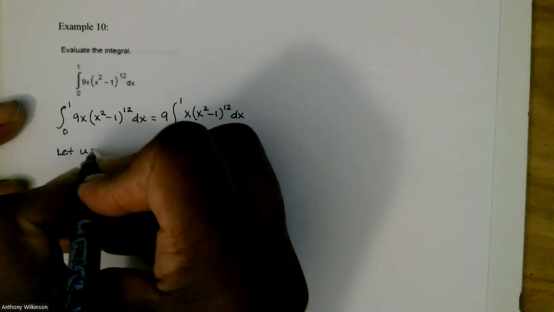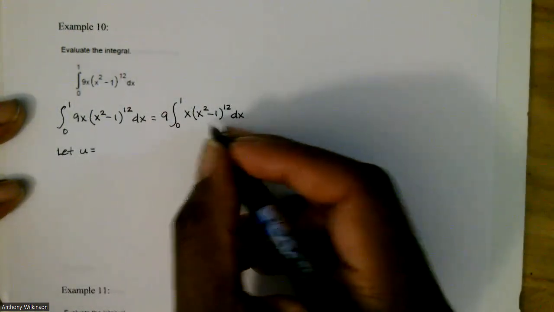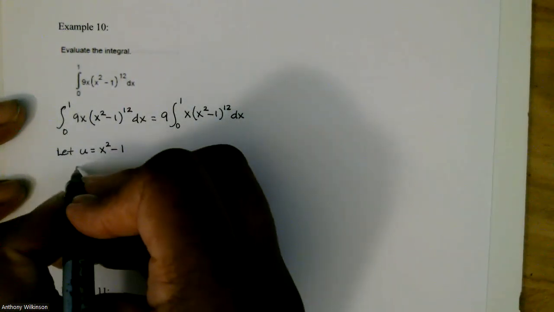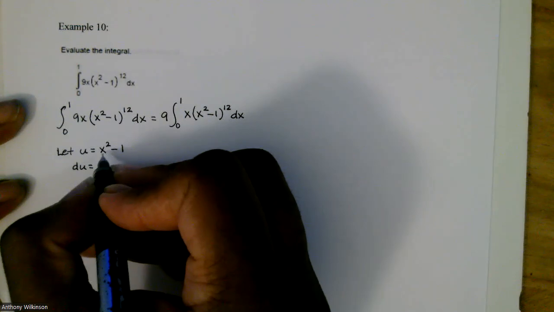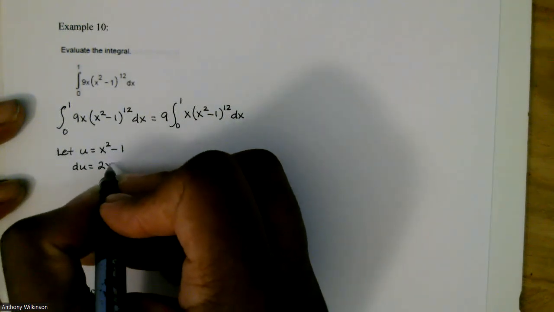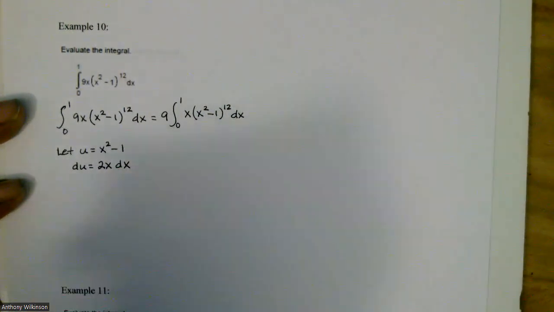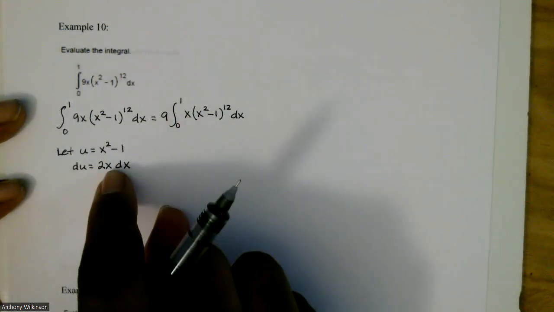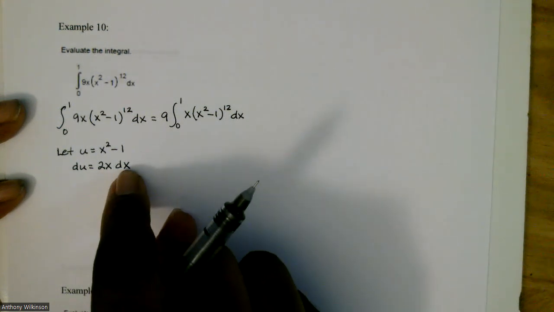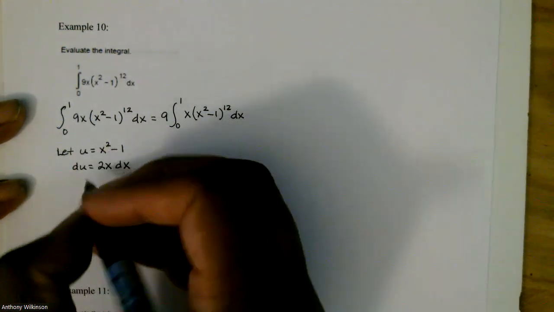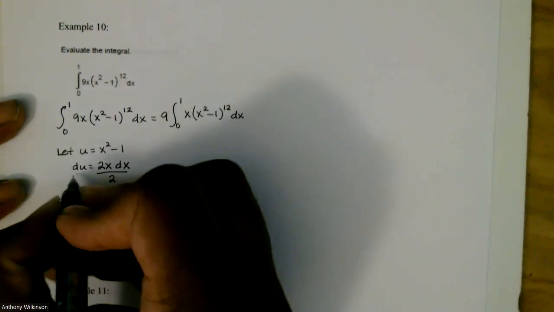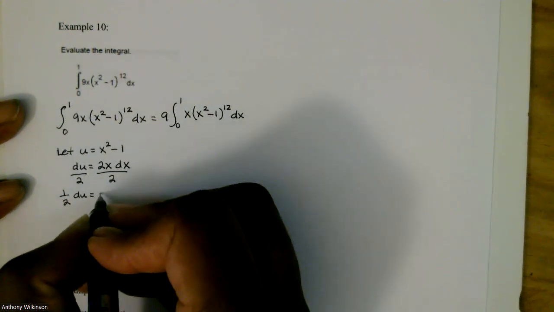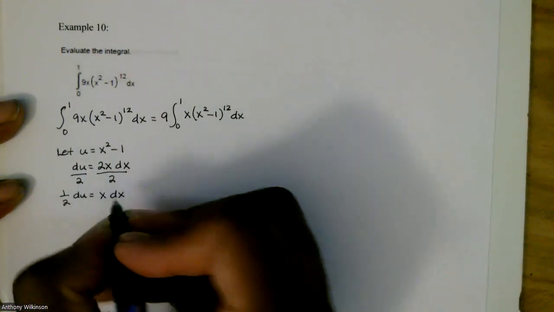So here's what I'm going to do. I'm going to let u equal what's inside the parentheses here, x squared minus 1. That would mean du will be the derivative of x squared minus 1, which is 2x dx. Now notice I got an x and a dx. But if I want x dx to be by itself, since I'm multiplying it by 2, I need to divide both sides by 2. So this will be 1/2 du is equal to x dx.